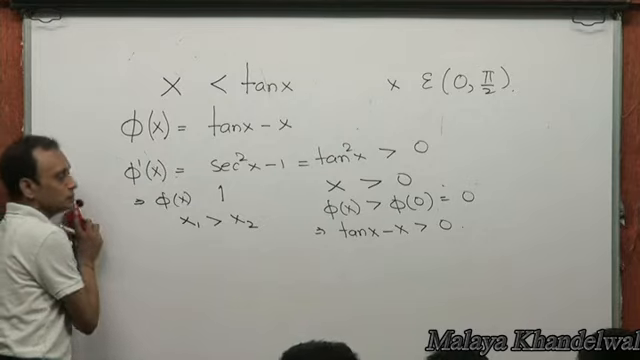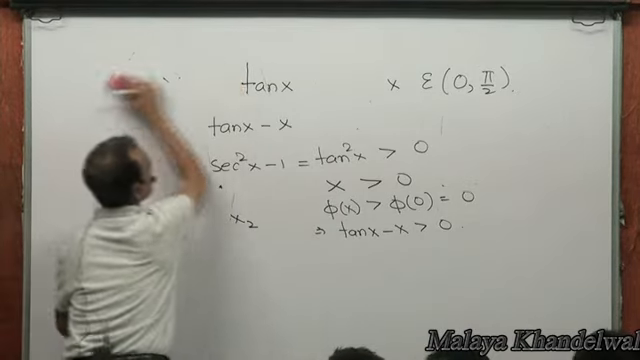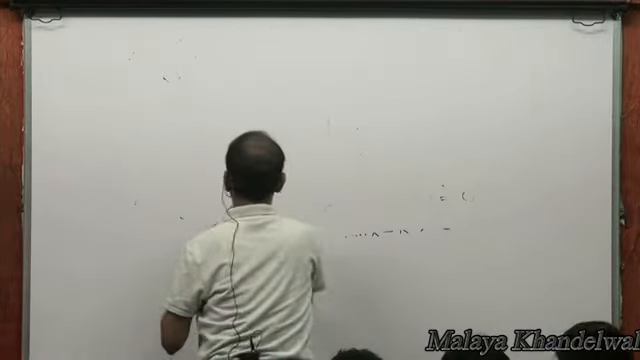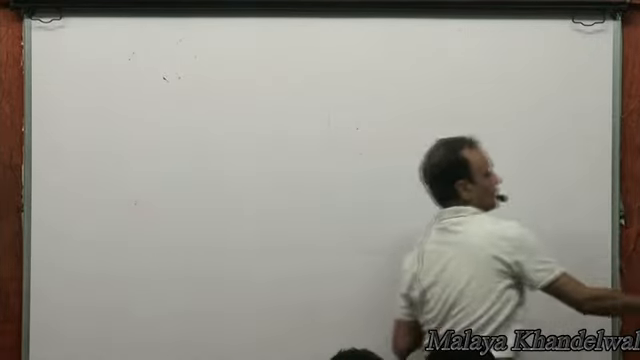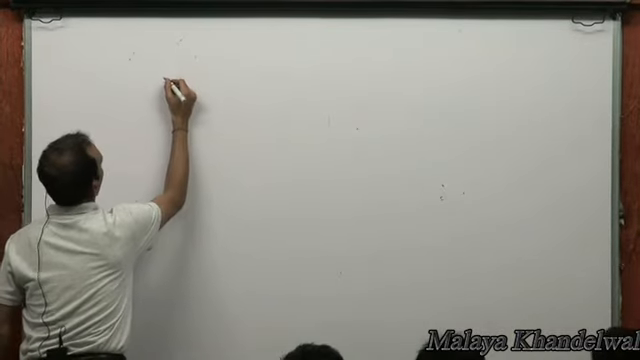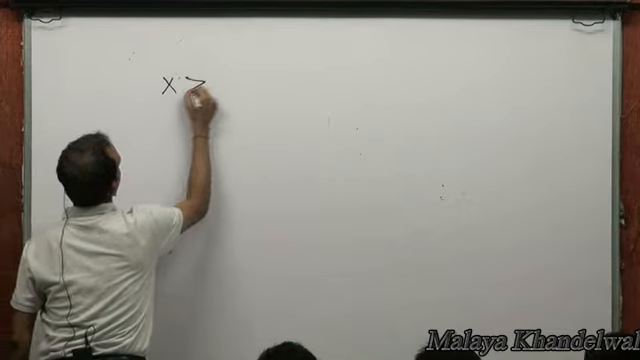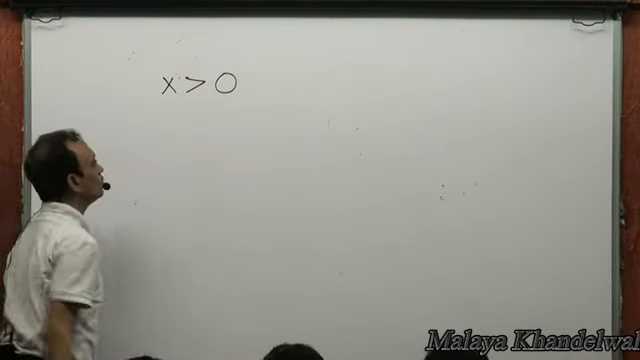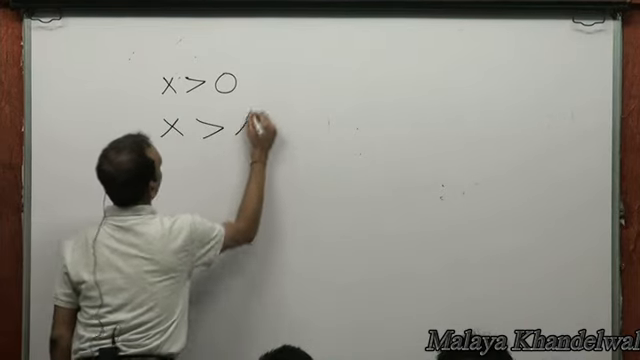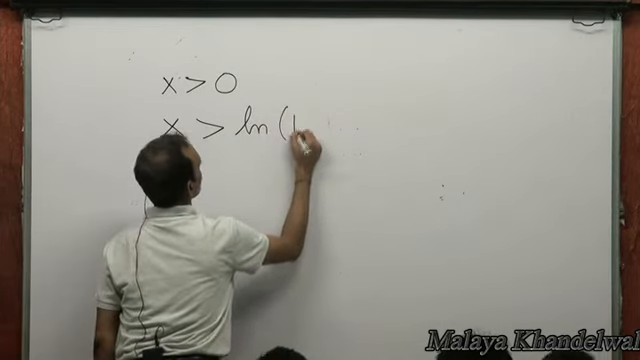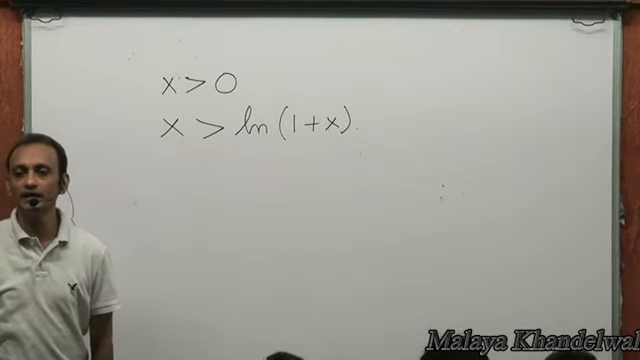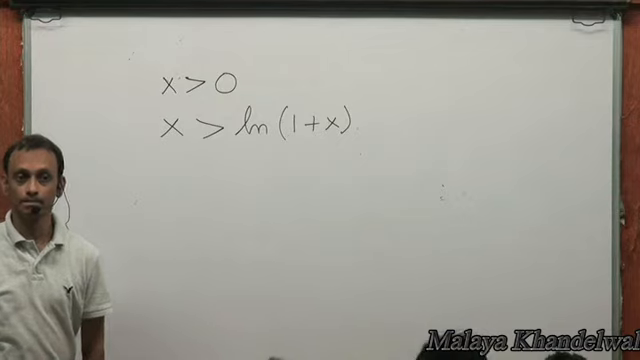Can I wipe this off? Say for x greater than 0, x must be greater than ln 1 plus x. For x greater than 0, x must be greater than ln 1 plus x.